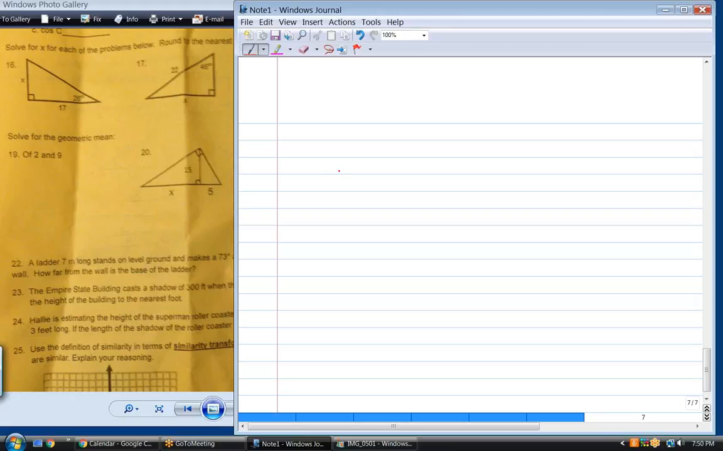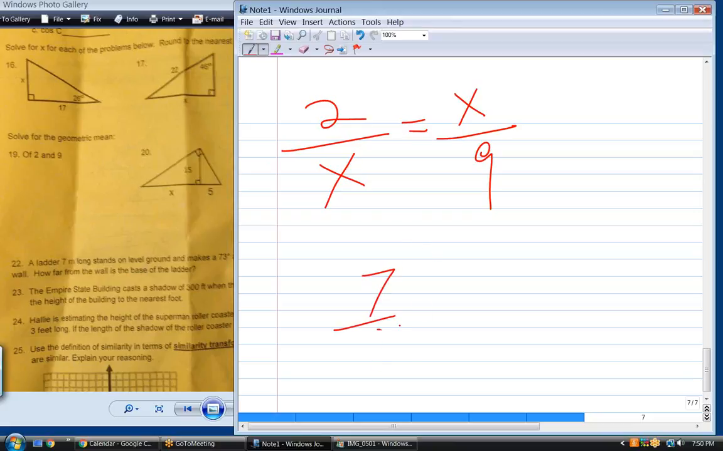Solve for the geometric mean of 2 and 9. How do I set that ratio up? What does it mean, the geometric mean? Don't know. Oh yeah, that would be. That's what it means. In other words, 2 is to some number as that exact same number is to 9. So if they ask you for the geometric mean between any two numbers, if they said, what's the geometric mean between 7 and 11, I would say 7 is to x as x is to 11. So that's the way to solve for geometric mean.